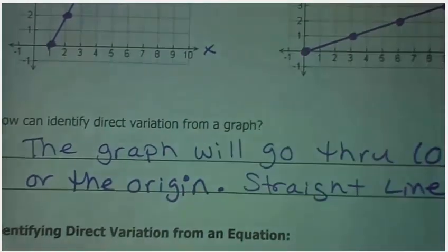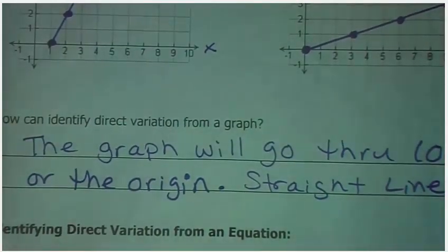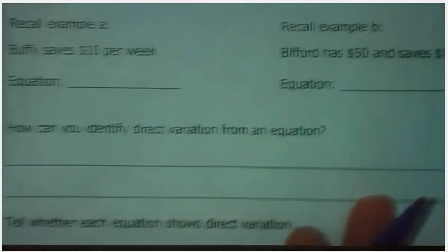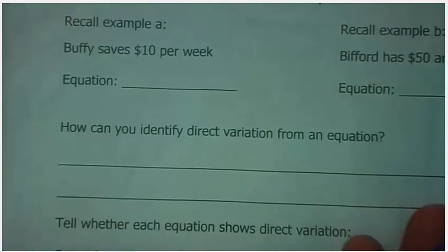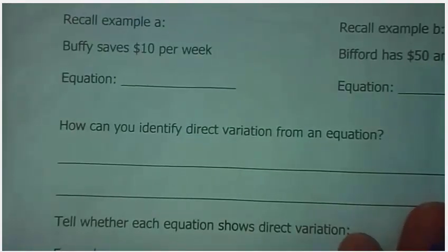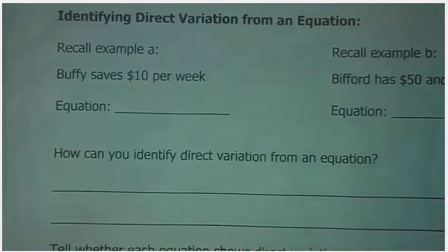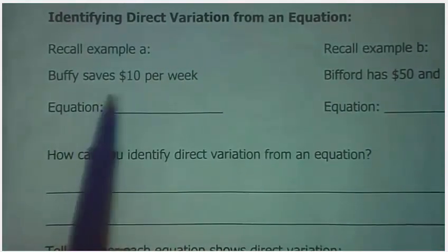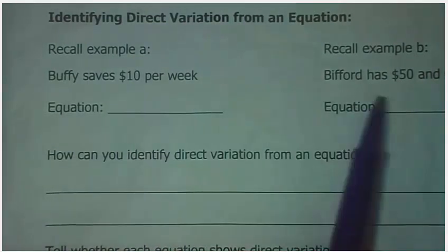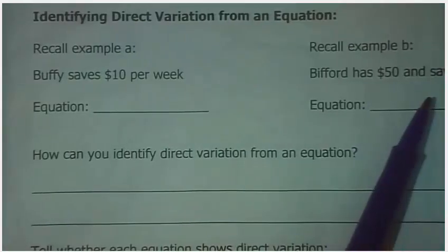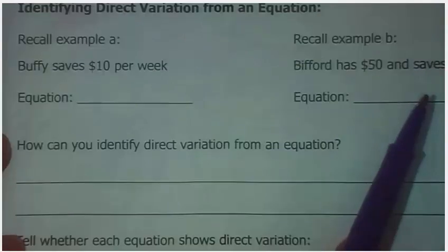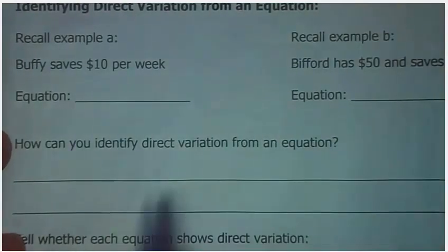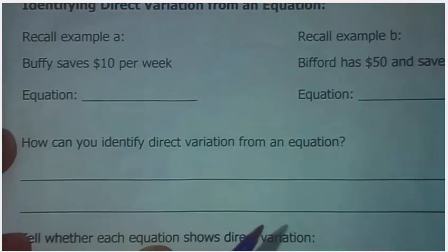All right. This one, probably going to be the trickiest. Maybe I'm wrong. We'll see. Okay, we're going to identify direct variation from an equation. So here we have our favorite student, Buffy. She earns or saves $7 a week, and Bifford is saving, he has $50 to start off with, and he's saving $10 a week. So we're going to use the variables x and y to complete our equations.